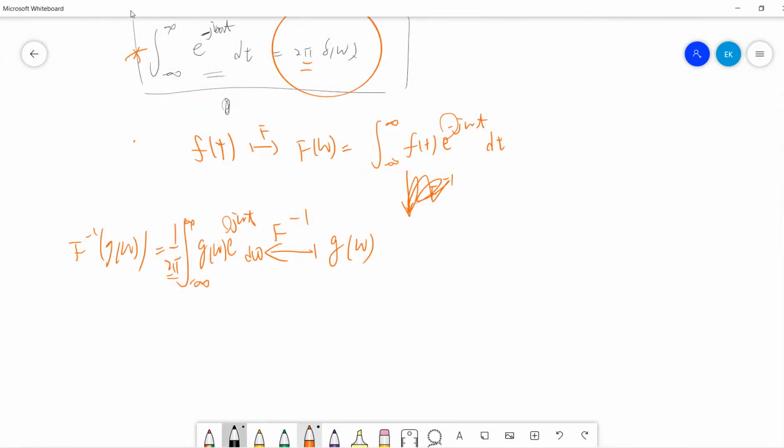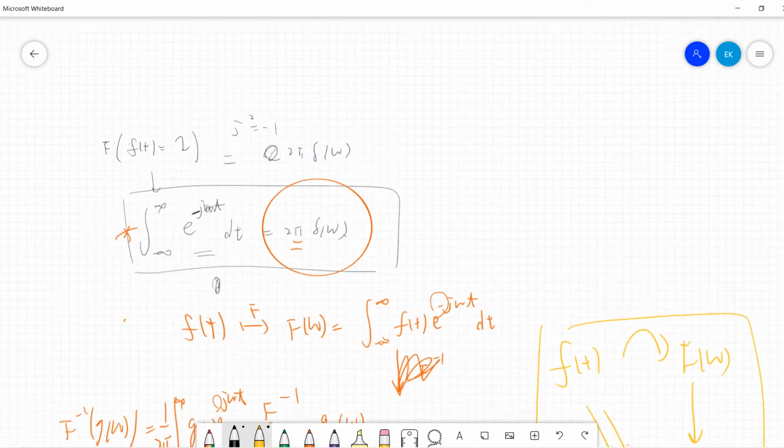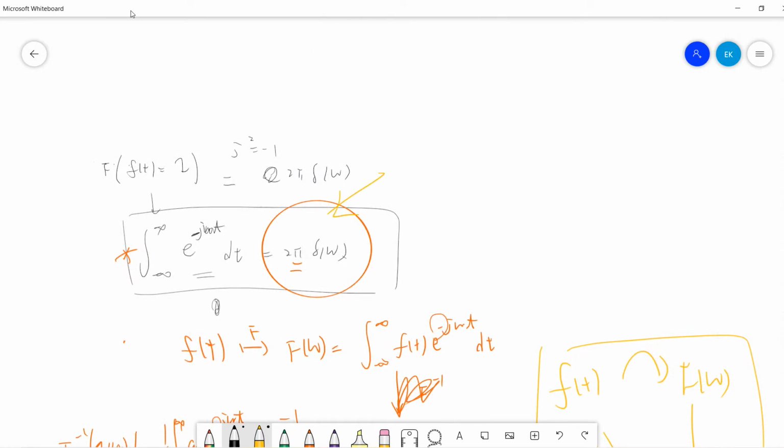You need to believe that the Fourier transform composed with the inverse Fourier transform is the identity, and the inverse composed with the Fourier transform is also the identity. So if you take a function of t, do the Fourier transformation, and then the inverse Fourier transformation, you will get f of t back. If you believe this, then we can ask: what is the inverse Fourier transform of this?